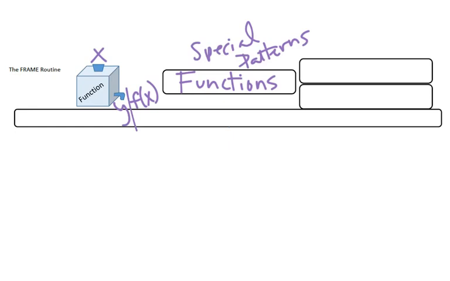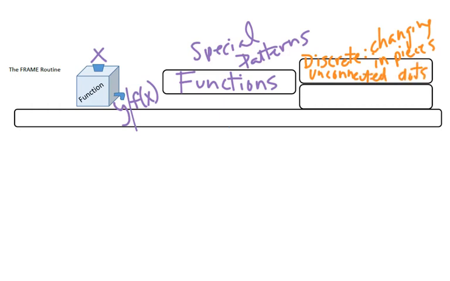Now with these functions, these special patterns, there are two characteristics that we want to talk about first. The first one is discrete. The way we think about discrete is it's changing in pieces, or chunks, unconnected dots. That's another way to think about it. They're unconnected dots. There's nothing going on in the middle.